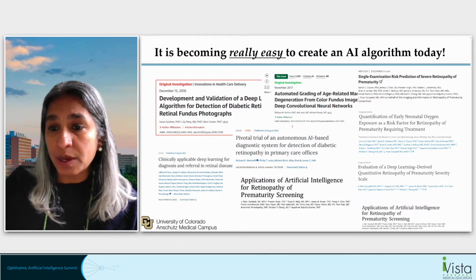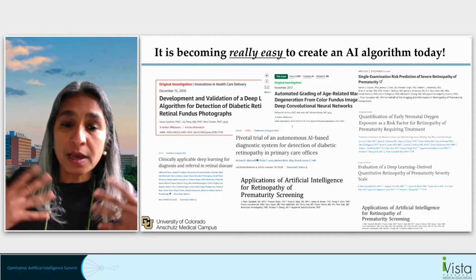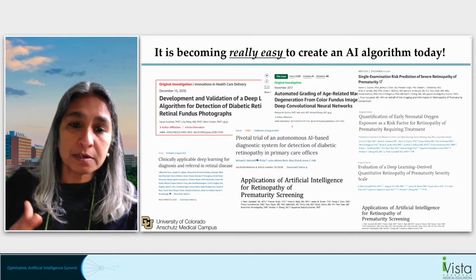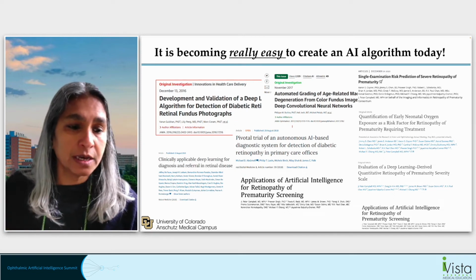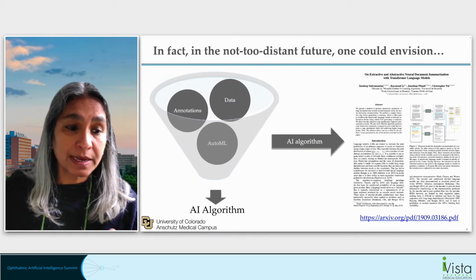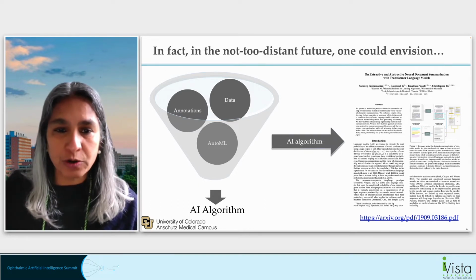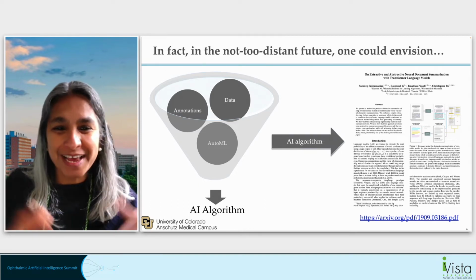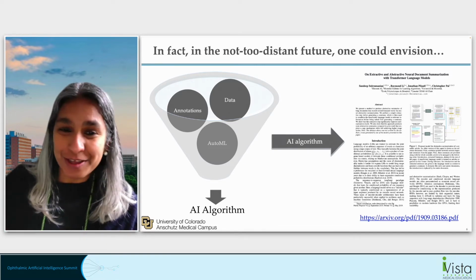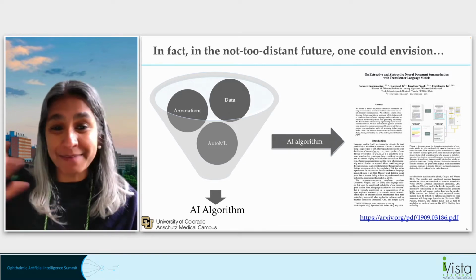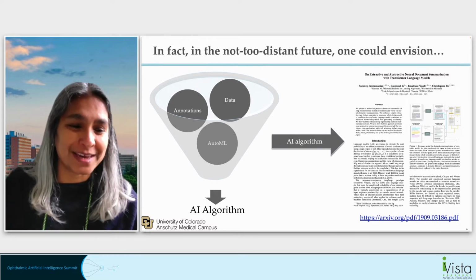AI algorithms. We've seen some phenomenal work from peers and others where clinicians have been able to, without much coding, create these algorithms that are really very good. And so we are really getting to the place where essentially you take your annotations, you take your data, you take something like AutoML, you put it all together and out pops an algorithm, and it works quite well. You have another algorithm, for instance, that does NLP, and it can write your abstract for you. It might even write your grant for you. We're not far from that today.